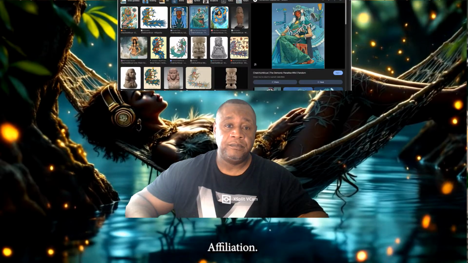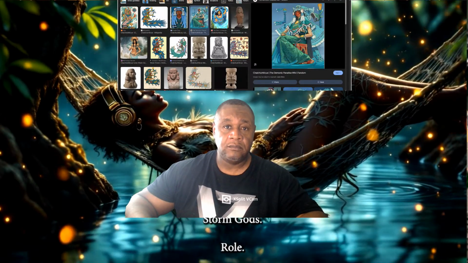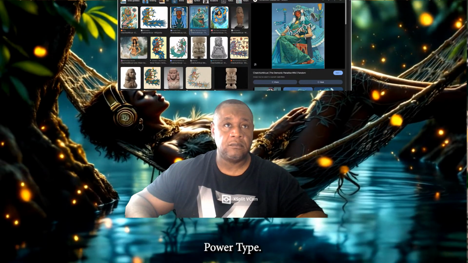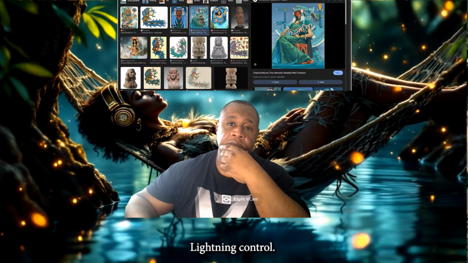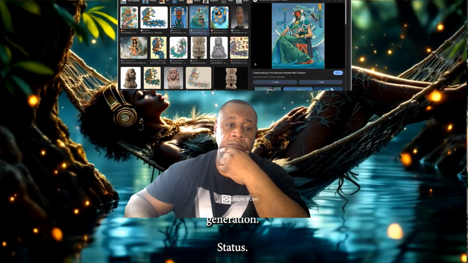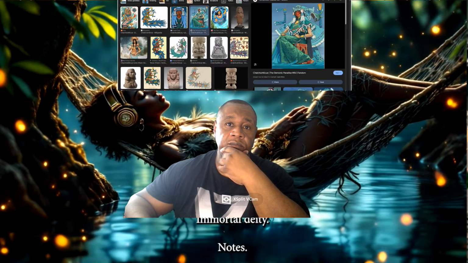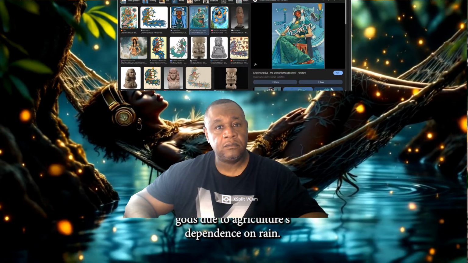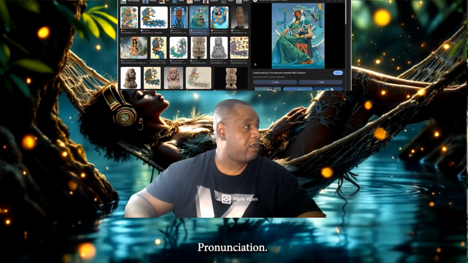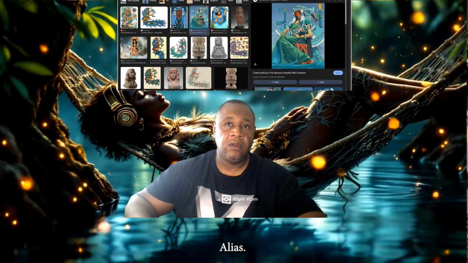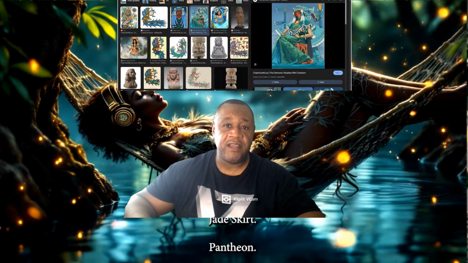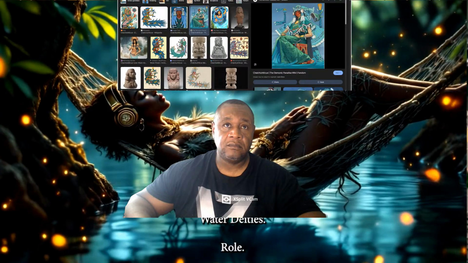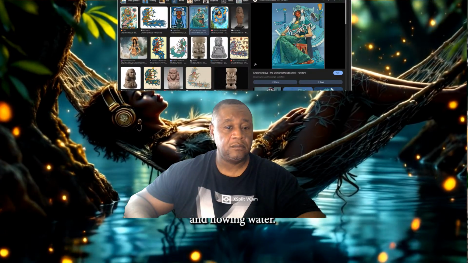Aztec mythology. Affiliation: storm gods. Role: god of rain, storms, and agriculture. Power type: weather manipulation, lightning control, flood generation. Status: immortal deity. Notes: one of the most widely worshipped gods due to agriculture's dependence on rain. Chalchiuhtlicue. Pronunciation: Chalchiuhtlicue. Alias: Jade Skirt. The Pantheon. Jade Skirt. Aztec mythology. Affiliation: water deities. Role: goddess of lakes, rivers, and flowing water.